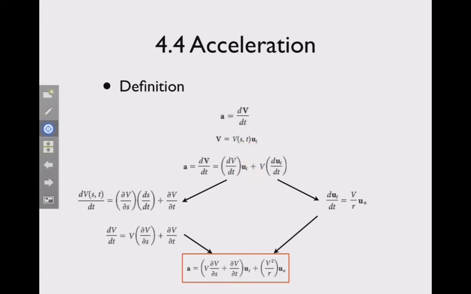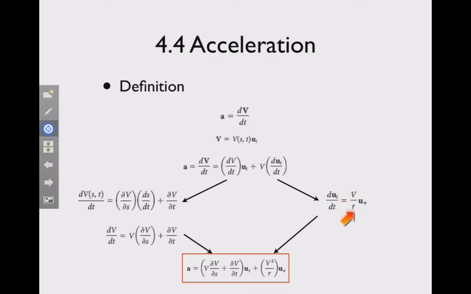And it's important to note that any change in the tangential vector in time is not due to a magnitude change. Remember, u is a unit vector, so the magnitude of u is not changing. In this case, it's actually the direction. So if we go down to the right here, we can see that the change in the tangential vector with time is just v over r.